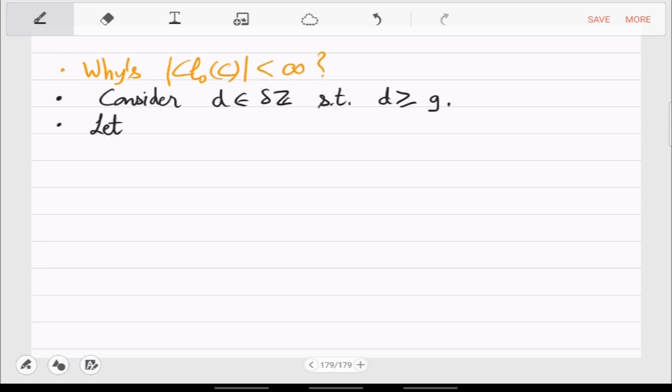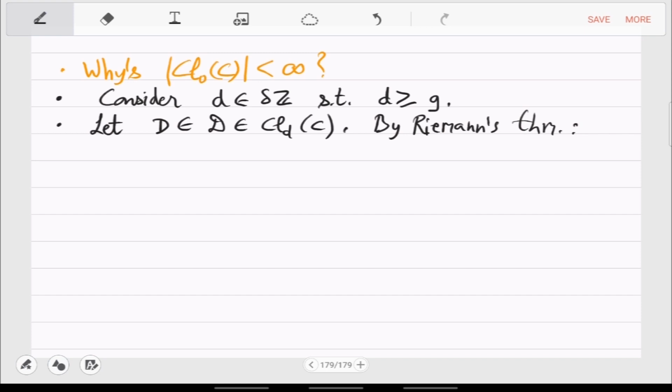So let D be a divisor in a class which is in CLD. By Riemann's theorem already you get that L of the difference, L minus D, is lower bounded by 1 minus G, which for high degree is 1. Right, that's a good thing. So there is some function in the LD sheaf.